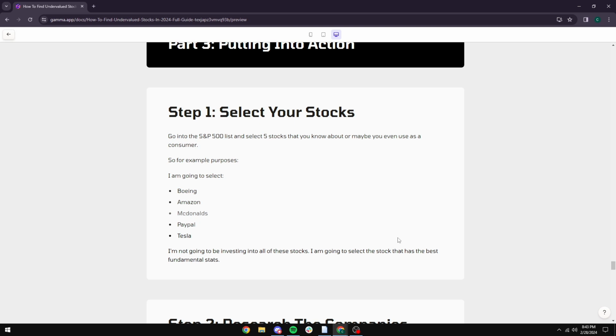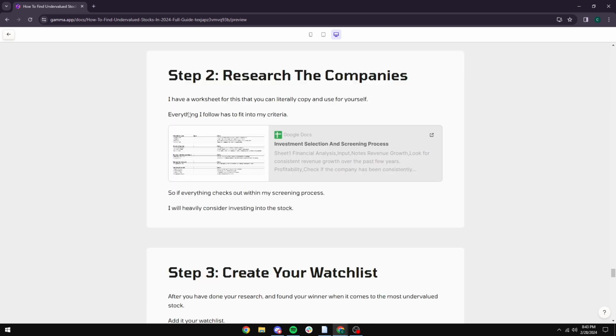So step 1, select your stocks. Go into the S&P 500 list and select 5 stocks that you know about, or maybe you have even used as a consumer. So for example, I'm going to select Boeing, Amazon, McDonald's, PayPal, and Tesla. I'm not going to be investing into all these stocks. I'm going to select the stock that has the best fundamental stats, the one that has a huge sell-off of recent. I'll then research my companies.